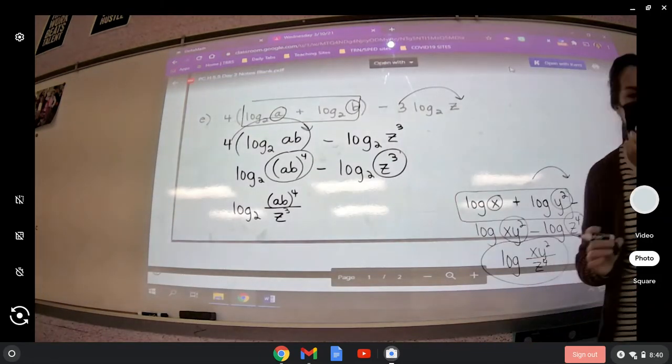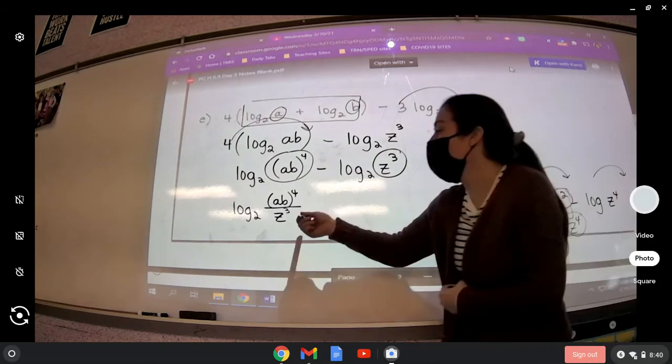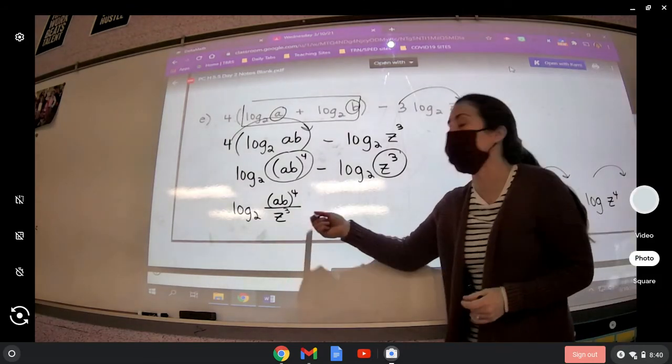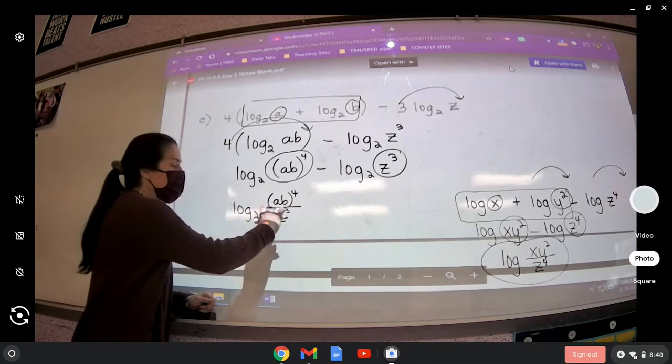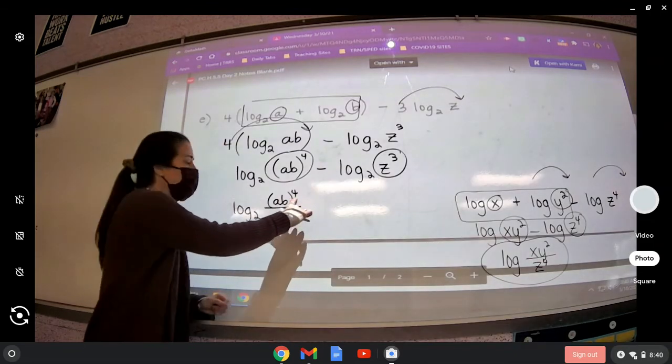However, I always get nervous every year that your online homework will mark this wrong as not simplified. The top is all being raised to the 4th power.